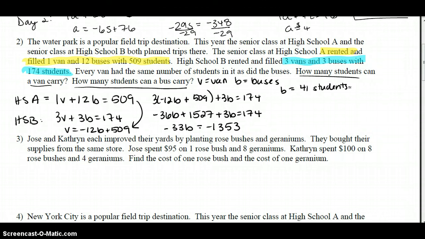Let's plug that back in to find V. So 1V plus 12 times 41 equals 509. And you should get V to equal 17. Okay. And then, of course, plug your answers into both equations to make sure that they make sense.